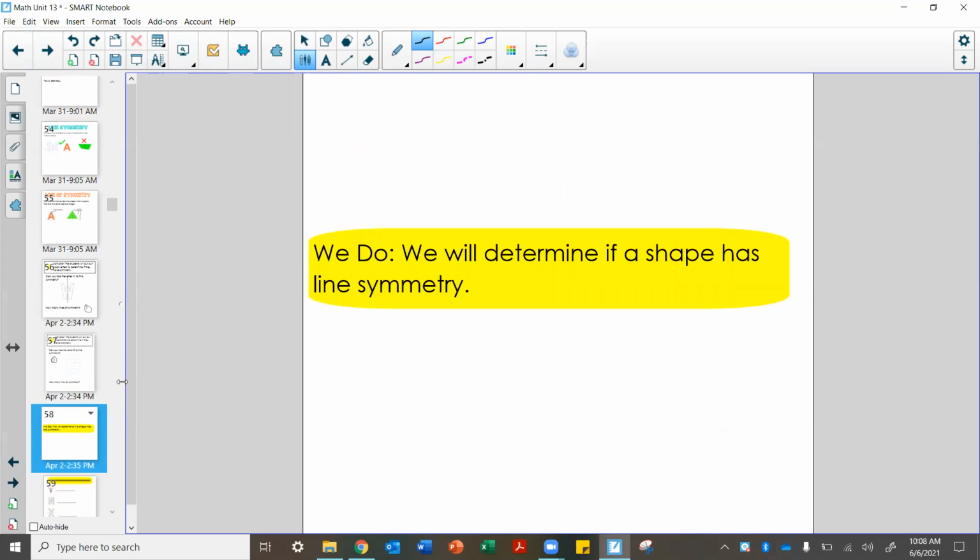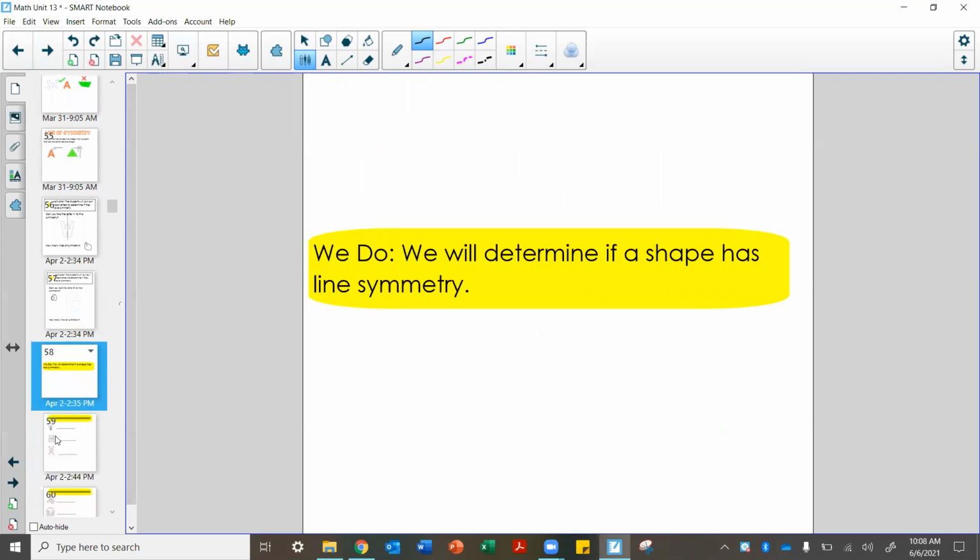Okay, together we're going to determine if a shape has a line of symmetry. So it's a really fun lesson. You're going to get to do some drawing on your whiteboard and you're going to love it.